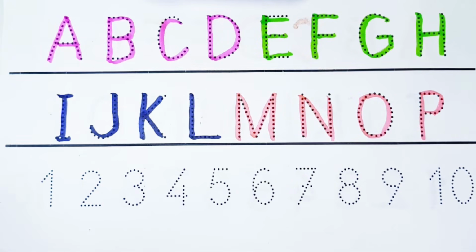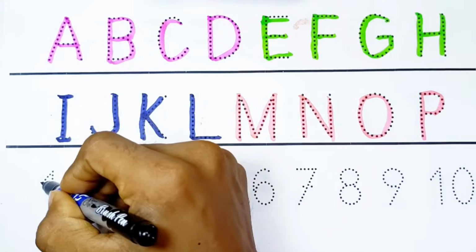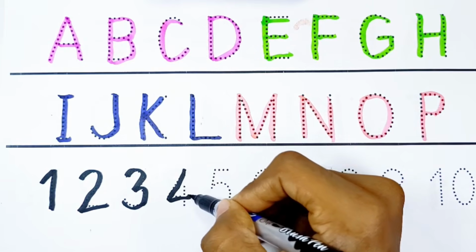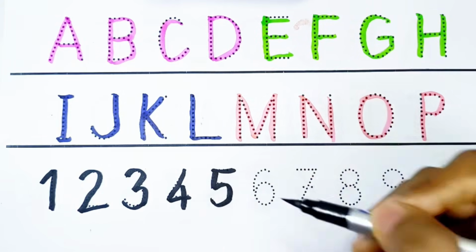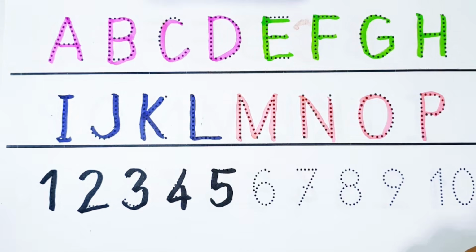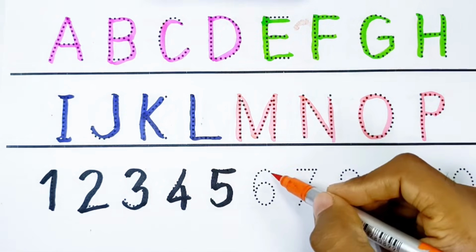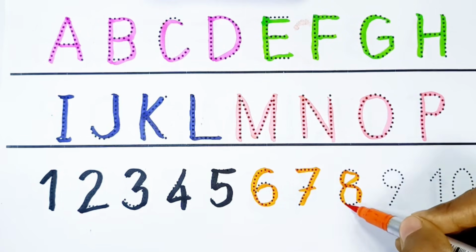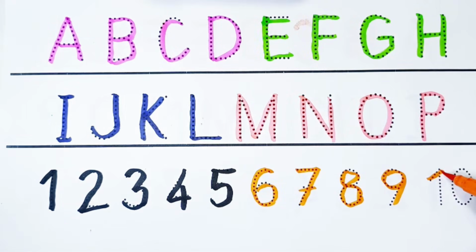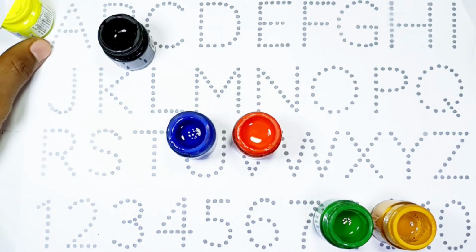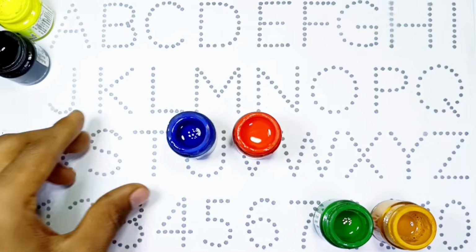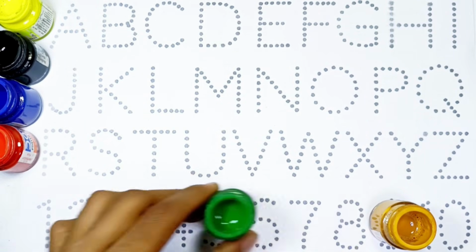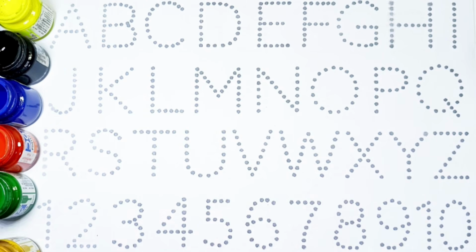Now you draw numbers. 2, 3, 4, 5. Now you draw 6. 6, 7, 8, 9, and 10. What color? Black color, blue color, red color, green color, and yellow ochre color.